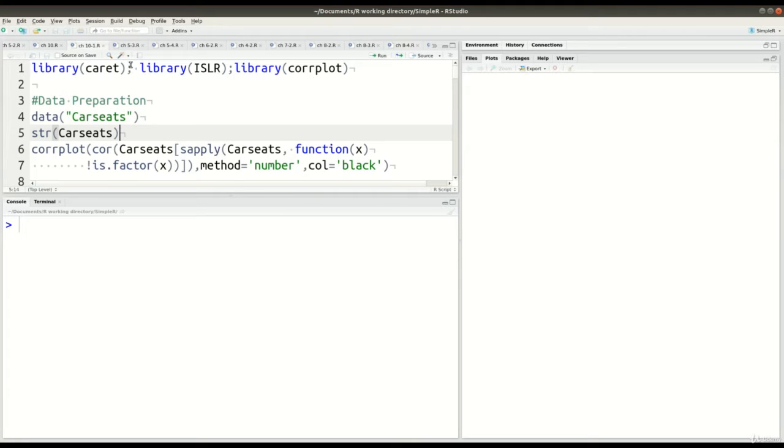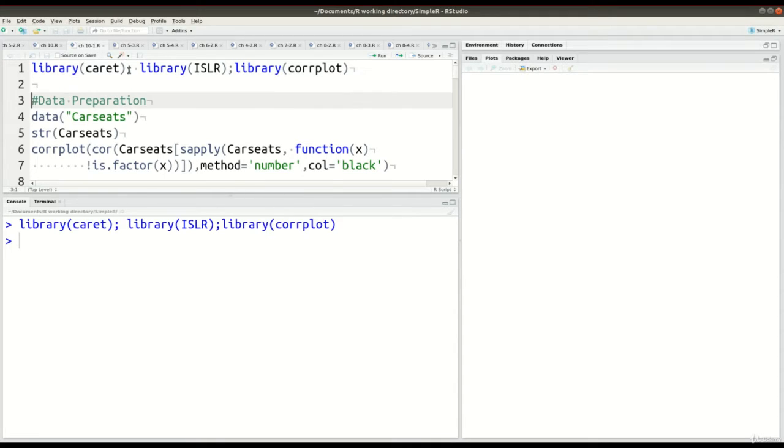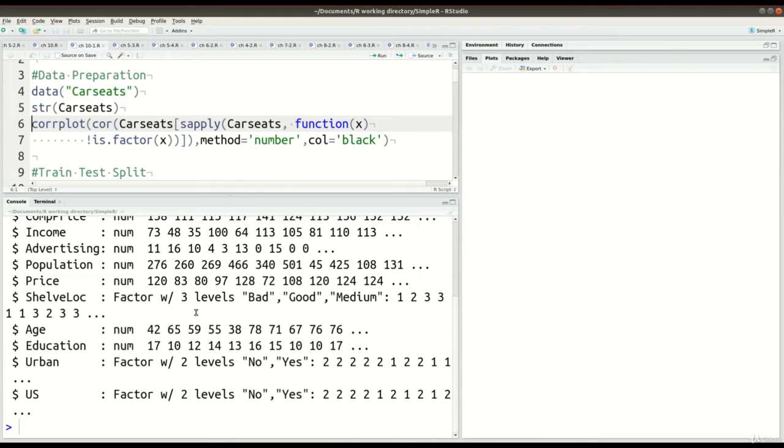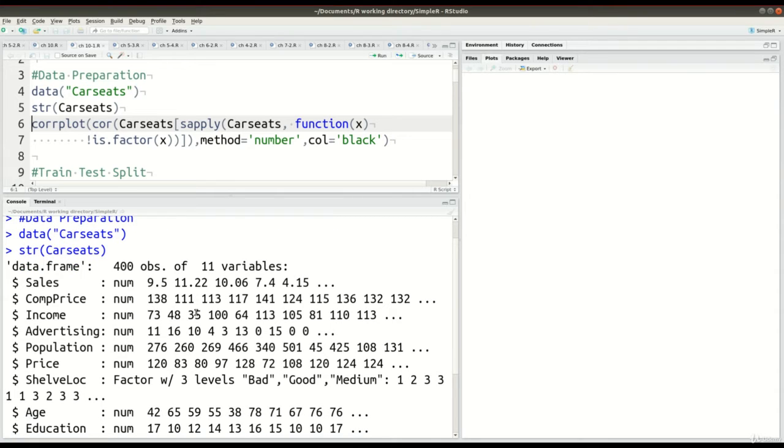So I have my code here. I'm going to be using these three libraries at the top: caret, ISLR, which is where my data set comes from, and corrplot. What we're going to do is use the Carseats data set, and we want to take a quick look at this. Here are the variables that are available, and we're going to predict Sales, this first variable right here, using the other variables in the model, pretty much all of them.